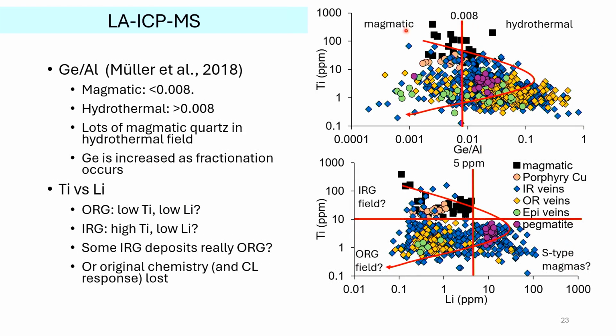All right, another classification scheme, germanium over aluminum from Mueller et al. So we do see that they have it, less than 0.08 for magmatic, greater than for hydrothermal. Unfortunately, we do see a spread in the data of magmatic quartz that do span the range of magmatic and hydrothermal, which is unfortunate. You would expect all of them to be over there. The porphyry data does the same, but we do still generally see that most of the data from the orogenic deposits and intrusion-related deposits, they do plot in the hydrothermal field.